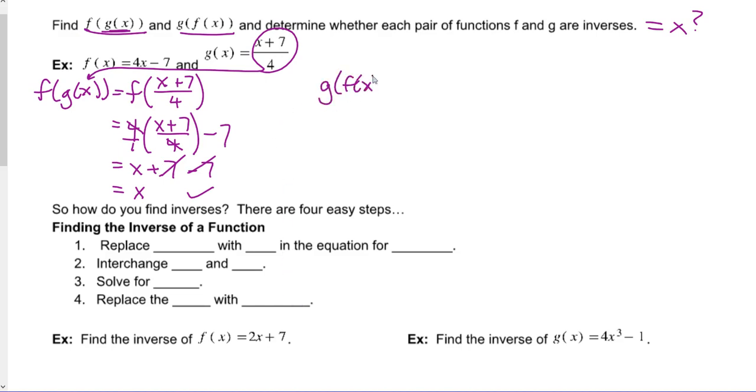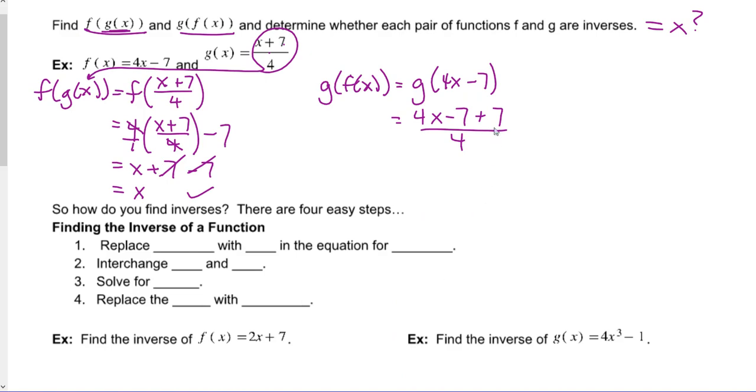Let's go g of f of x. I'm going to take f of x, that 4x minus 7, and put it right in there. So this is equivalent to g of (4x minus 7). So now I need to take this and go to my g rule and take what's inside here, add 7 to it, then divide by 4. So I'm going to take 4x minus 7, put it in for the x. Then it tells me to add 7 and then divide by 4. So the task now is to simplify this.